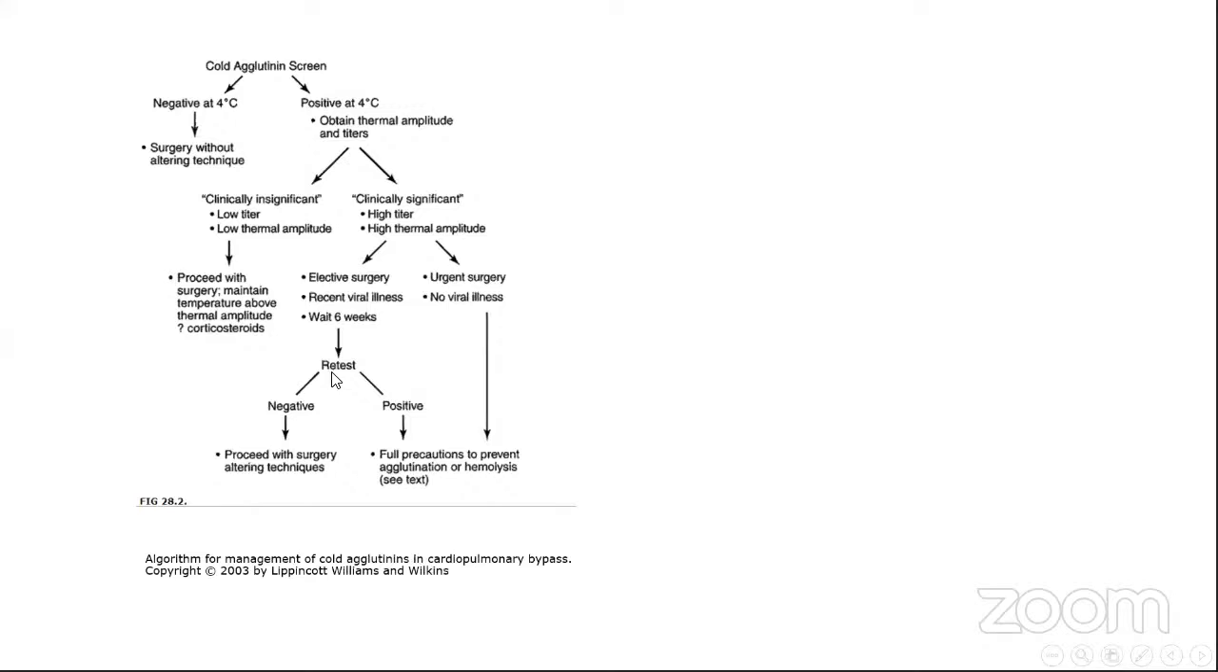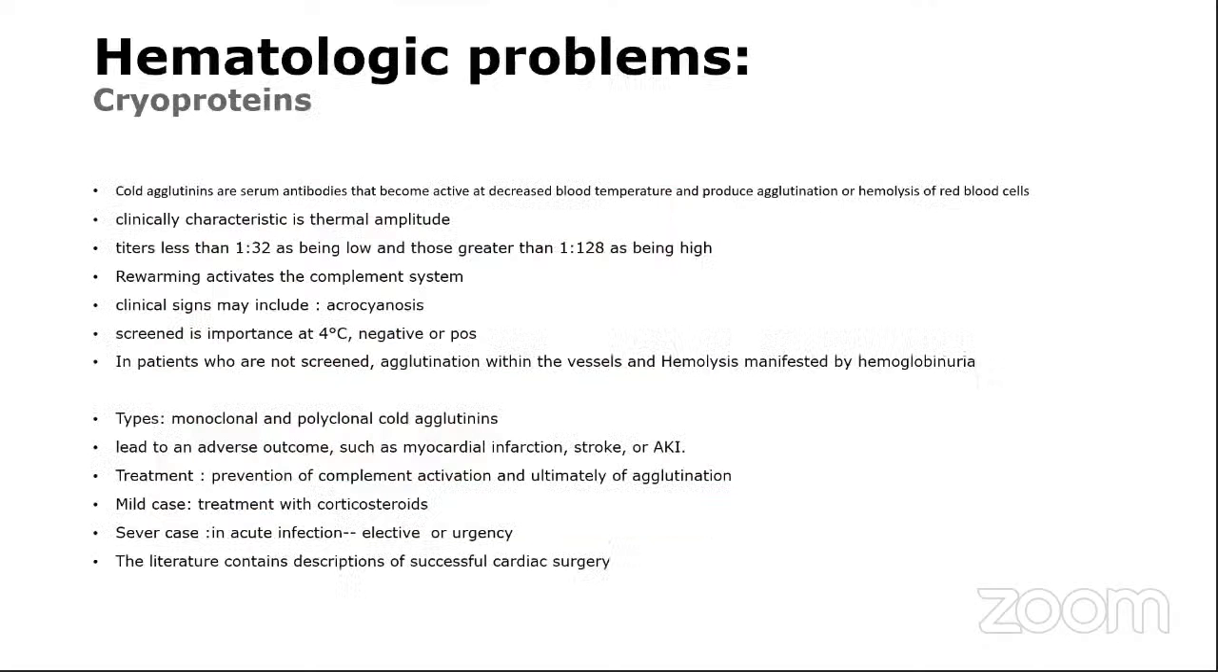Then after that, once readmitted again, if it's negative, we can proceed for surgery. If it's positive, we have to take full precautions for agglutinin and hemolysis. But if it's urgent, we have to proceed with precautions. We have to consider any patient where we are not screening for agglutinin, and be cautious for agglutinin.